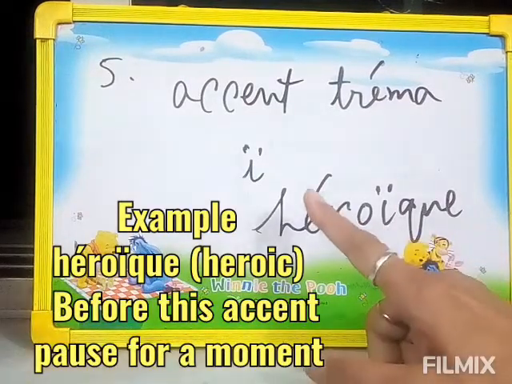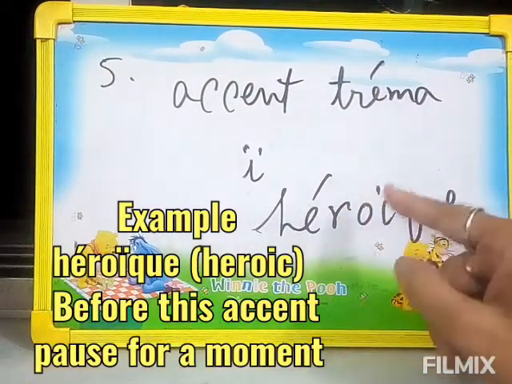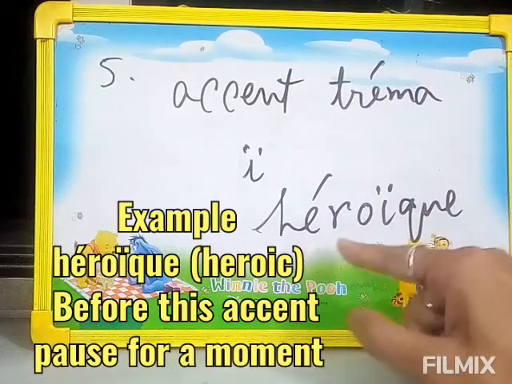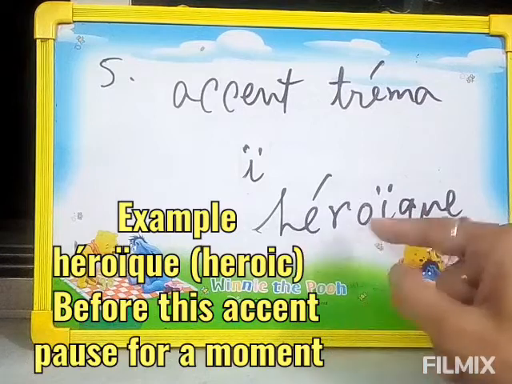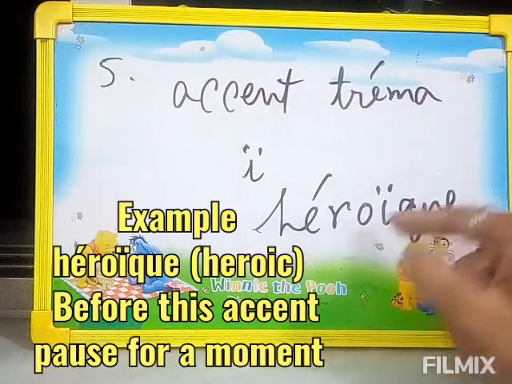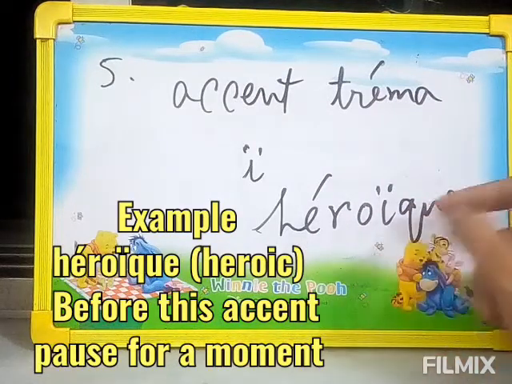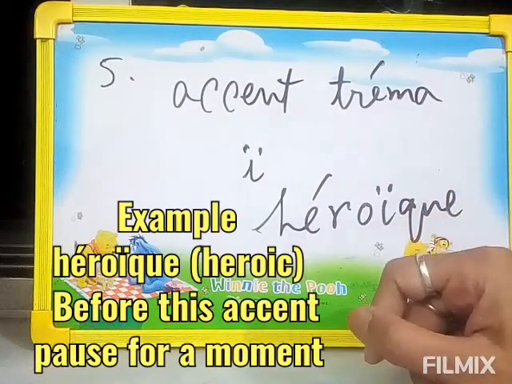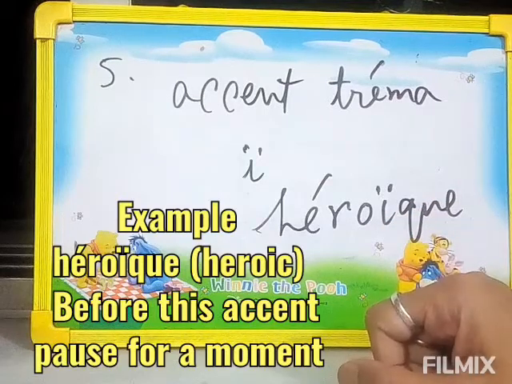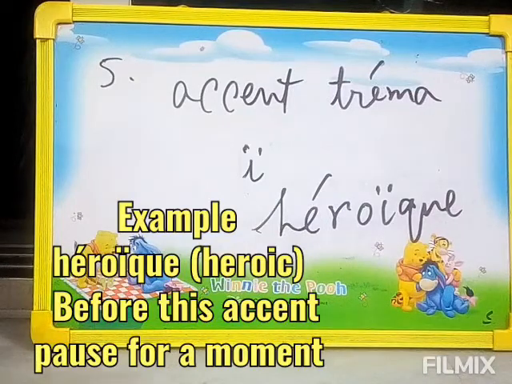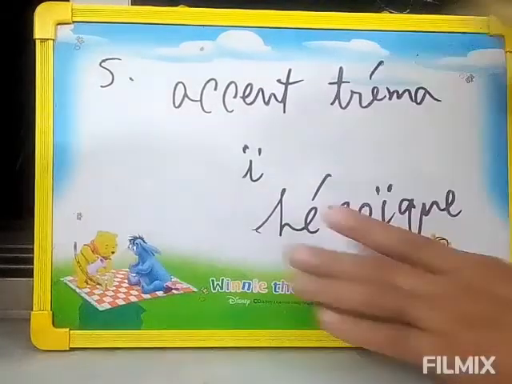But whenever you get these dots on any alphabet, that is I, you have to pause for a moment. That is hero, then pronounce ik. Heroic. That is the function of this accent trema. Okay, that's all for the accents today.